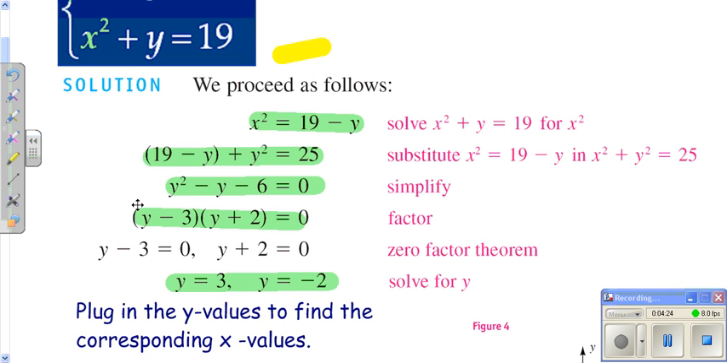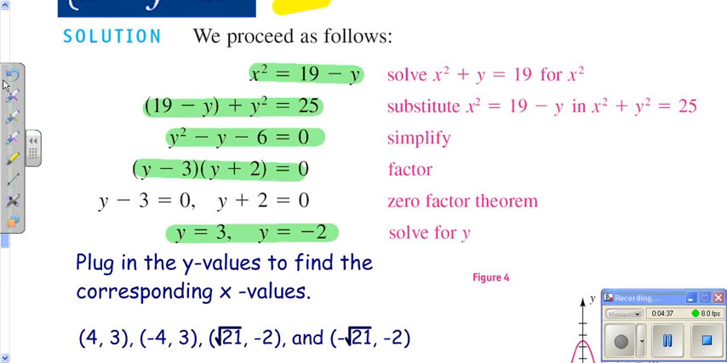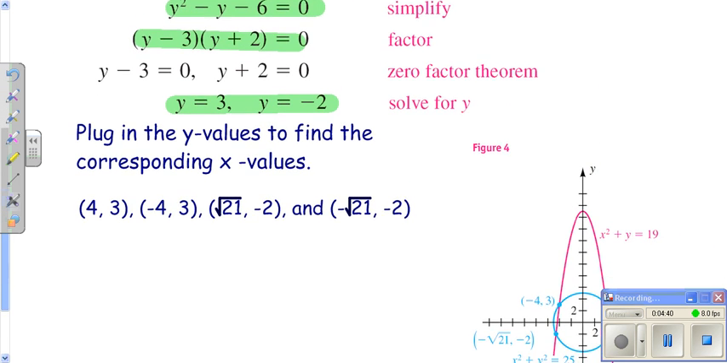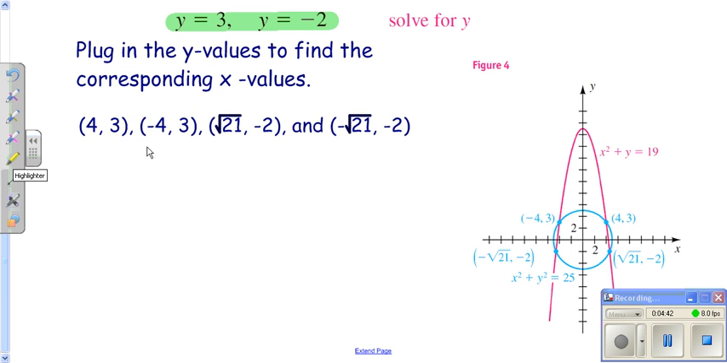Well, if you know y is 3, plug y in here, and you can find your x. If you know y is -2, plug it in here, and you can find your x. Well, it's no longer just 2 points, because you really get plus or minus 4 when you plug in 3. So you get a (4, 3) and a (-4, 3). And then when you plug in your -2, you get root 21 and negative root 21. So it's really 4 different points where this circle and parabola cross. And that's illustrated in the diagram over here to the right.